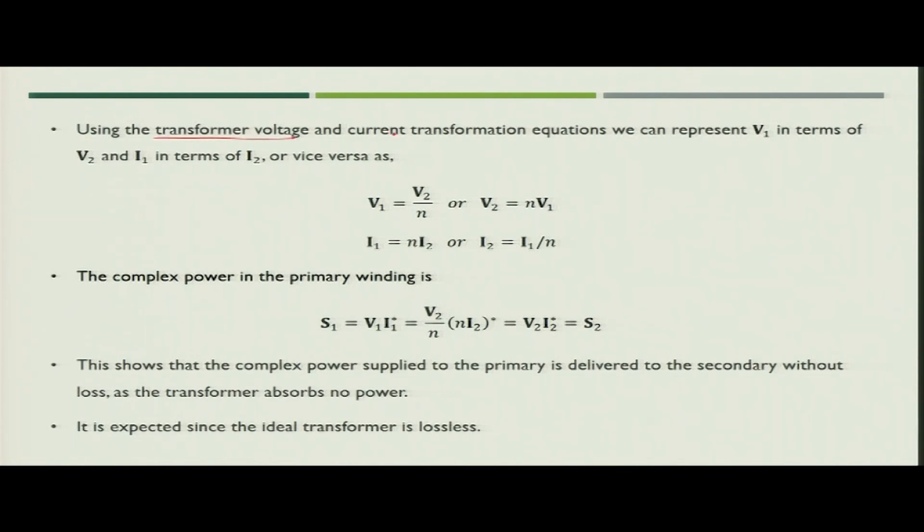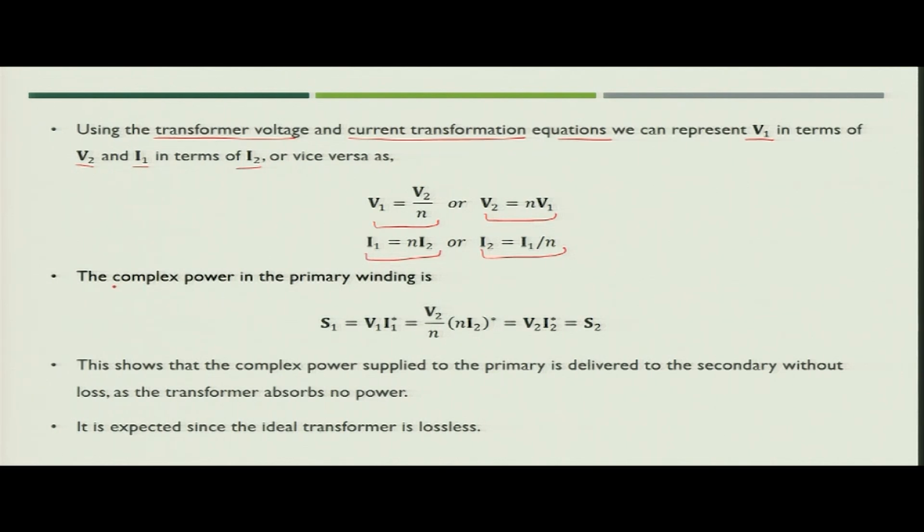Using the transformer voltage and current transformation equations, we can now represent the primary side voltage in terms of the secondary side voltage, and the primary current in terms of the secondary current, or vice versa. So, what we can say? With the help of the transformation ratio, V1 is equal to V2 by N, and we can also say V2 is equal to N V1. Similarly, in case of current, I1 is equal to N I2 or I2 is equal to I1 by N.